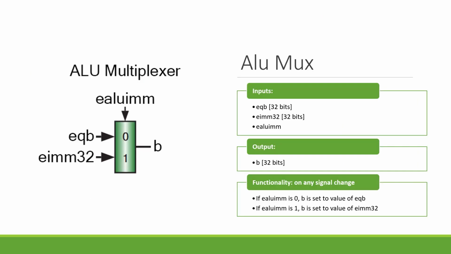Now the first module we're going to make is our ALU multiplexer. This here is going to take the inputs of EQB and EIMM32, both of these are 32 bits wide, and then our selector bit will be EALU IMM, and then our output is going to be B, which is 32 bits wide. The functionality is that of a multiplexer. If EALU IMM is 0, then B is set to the value of EQB, and if EALU IMM is 1, then B is going to be set to the value of EIMM32.